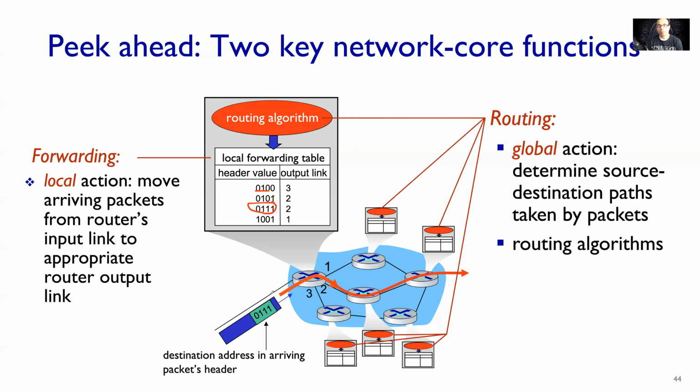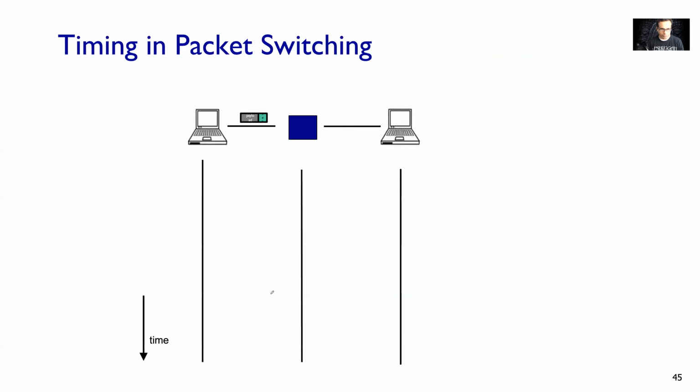Now, of course, the forwarding table itself needs to be populated, and that's where routing algorithms come into play. And routing algorithms are executed by multiple routers. So they try to find the best paths from the source to the destination nodes in the network. And based on that, they populate those forwarding tables.